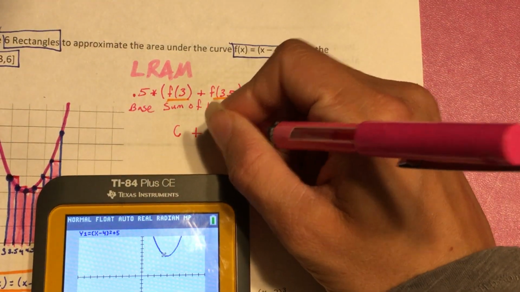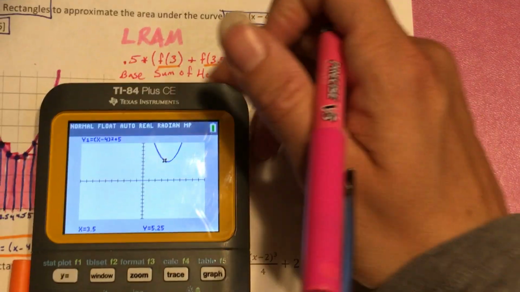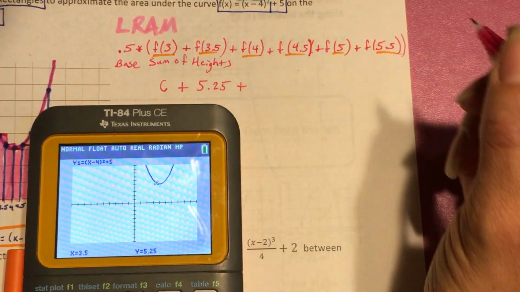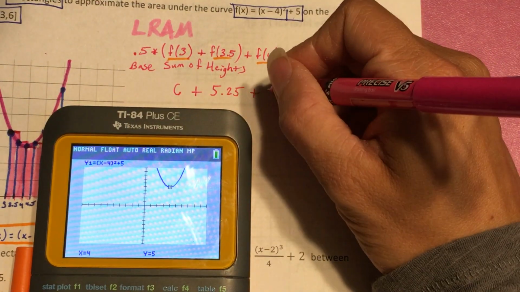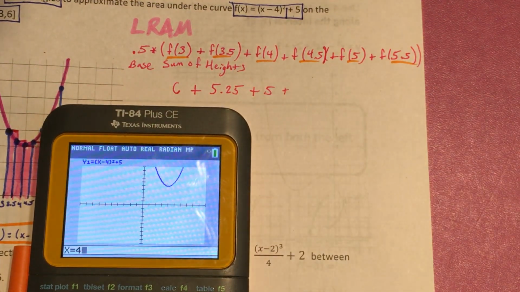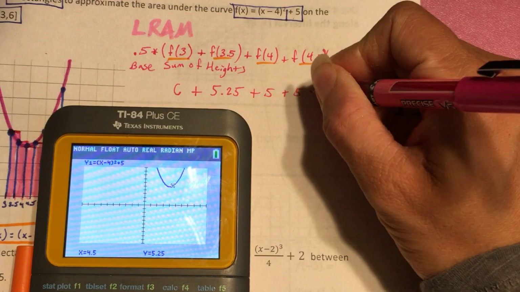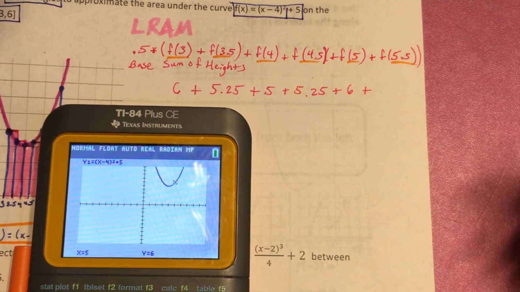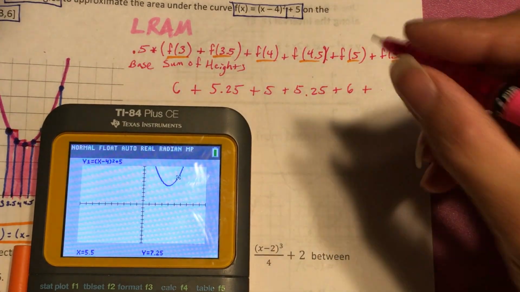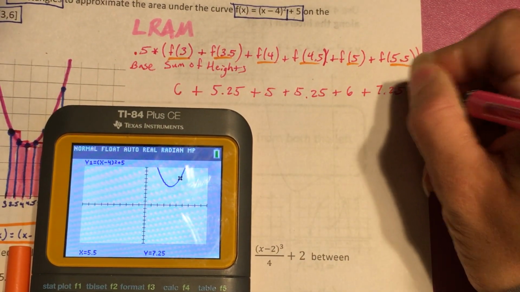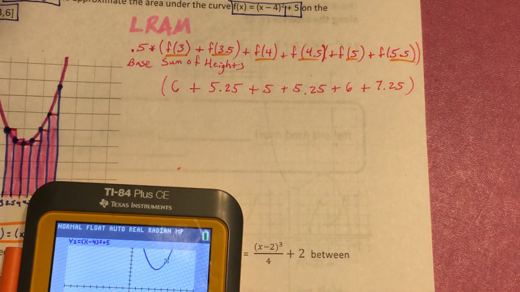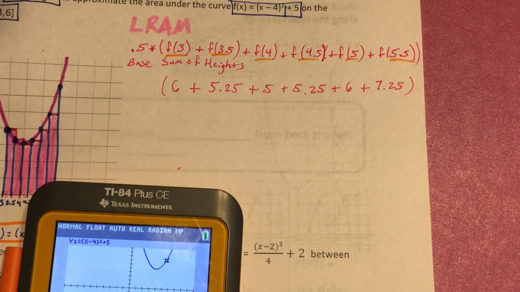3.5 gives me 5.25. Yeah, 5.25. And then f of 4 gives me 5. F of 4.5 gives me 5.25. And then f of 5 gives me 6. And f of 5.5 gives me 7.25. Now, folks, I have intentionally goofed here, so see if you can figure out where I goofed.